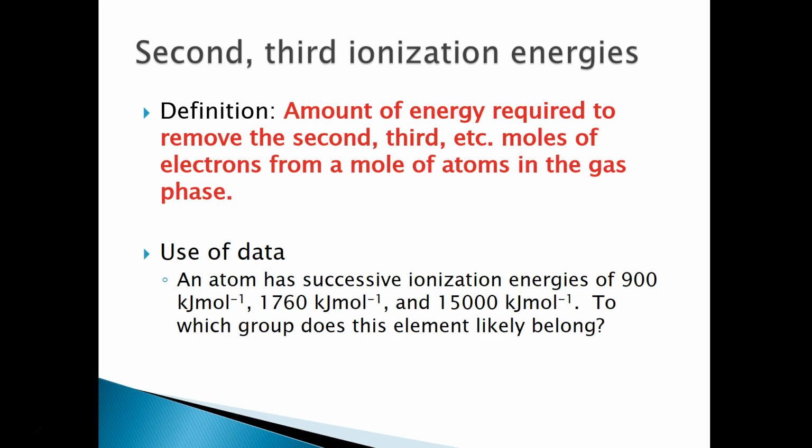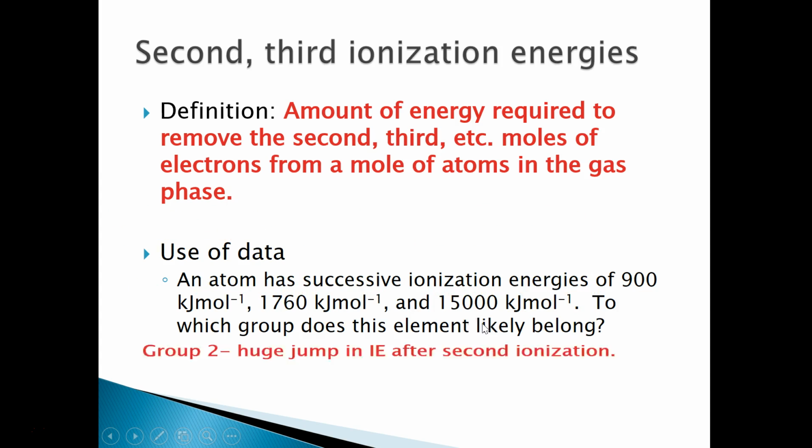Successive ionization energy data can actually be used to predict the group in the periodic table that an element will likely belong to. So take a look at this problem, pause the video, and see if you can work out which group this particular atom belongs in. All right, so when I look at this data, I see the first ionization energy is 900 kilojoules per mole. The second ionization energy is 1,760 kilojoules per mole, and the third is 15,000. So we see a really large jump from the second ionization energy to the third.